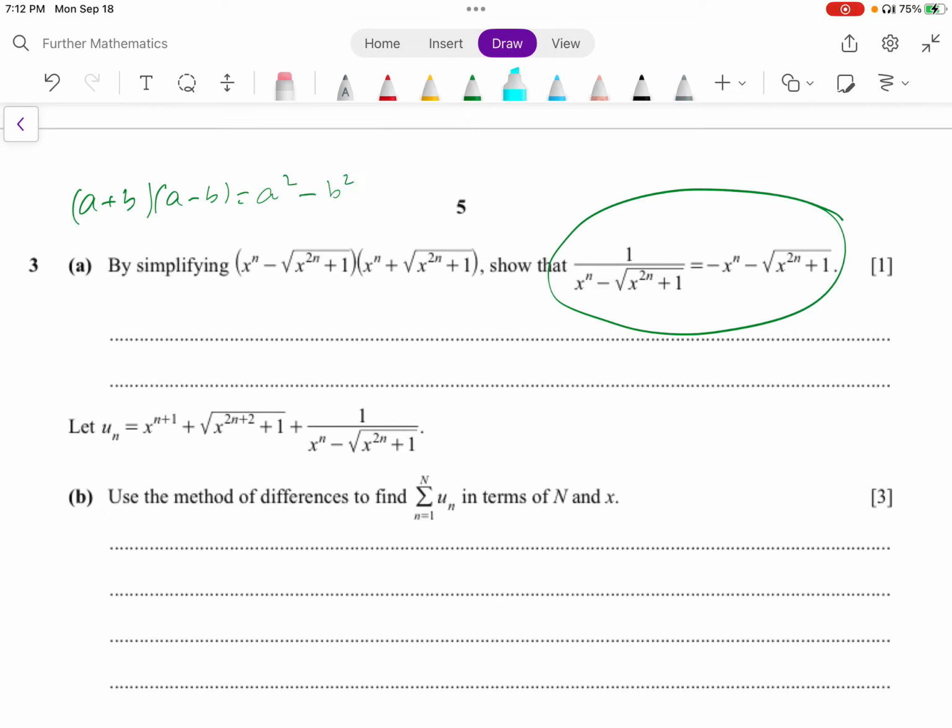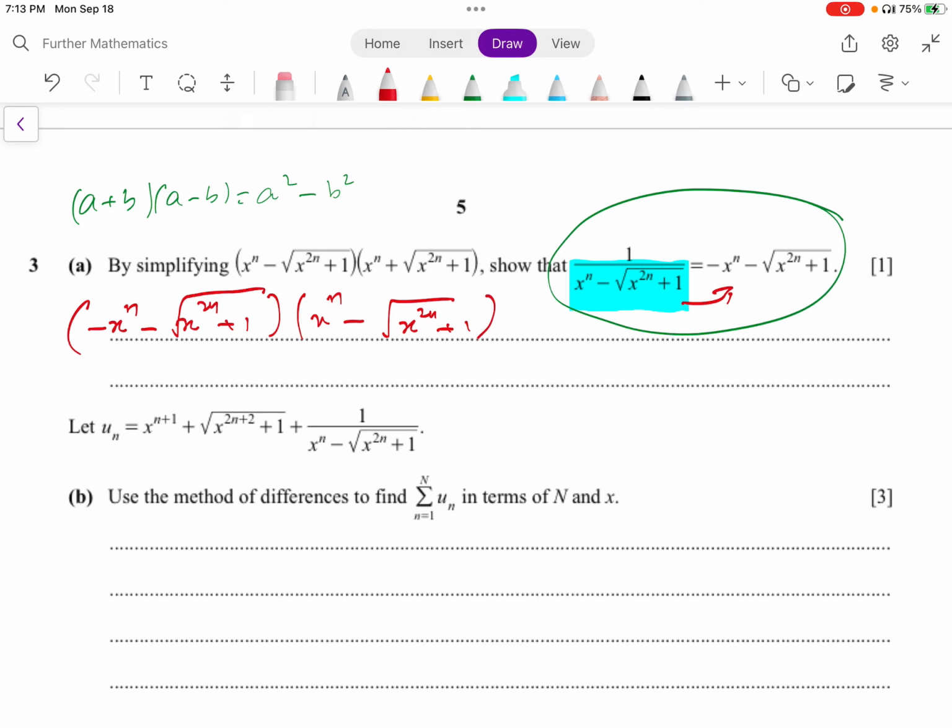Now in this, we can take the denominator to the other side. So on the other side, we have this, minus x to the power n minus the square root of x to the power 2n plus 1, which is already there, and then this denominator goes to the other side and we write x to the power n minus the square root of x to the power 2n plus 1.